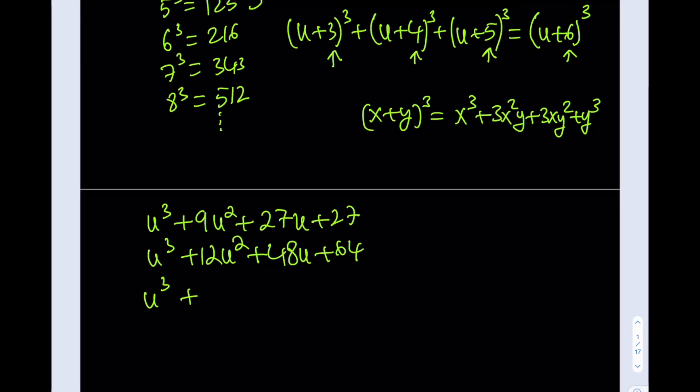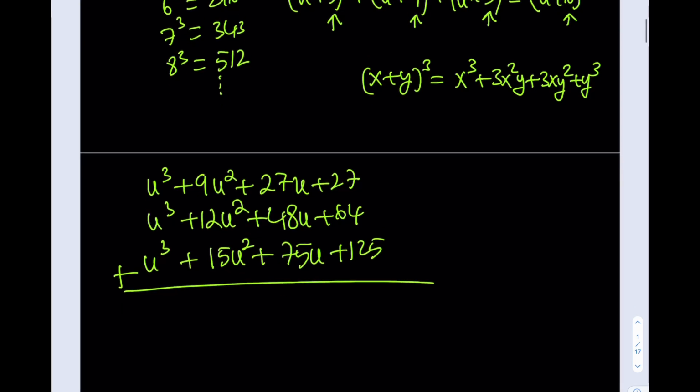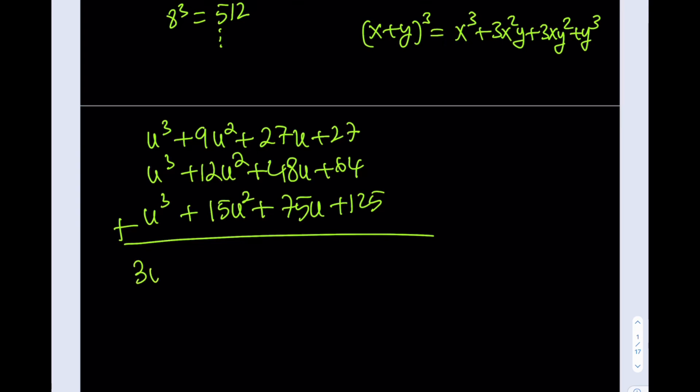Let's continue with (u+5)^3. That's going to be u^3 + 15u^2 + 75u + 125. And as you know, the sum of these three things is going to equal what? Let's go ahead and add those first. That's going to give me 3u^3 + 36u^2 + 150u, because those two add up to 75 as well, plus, as you know, 216.